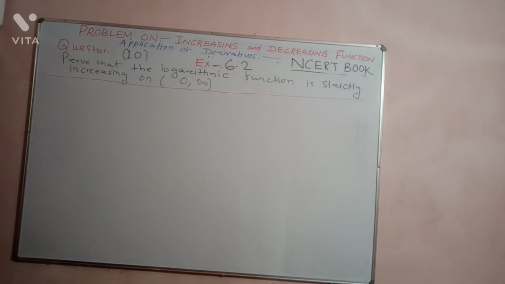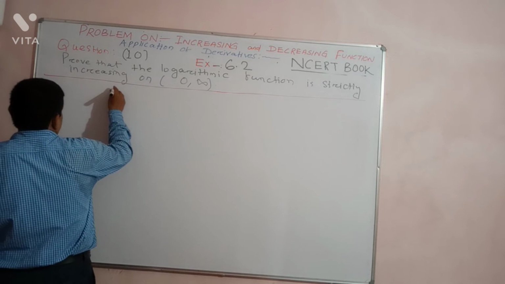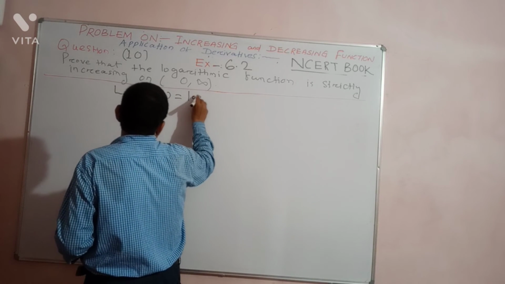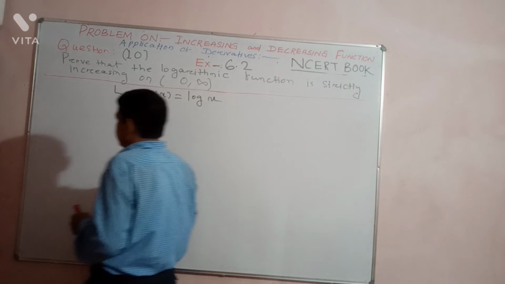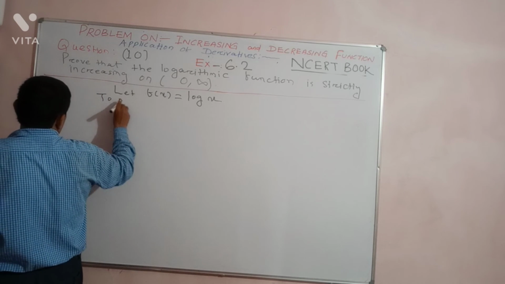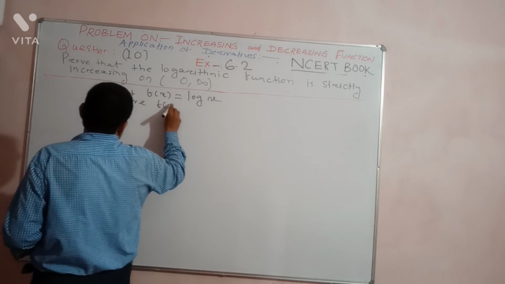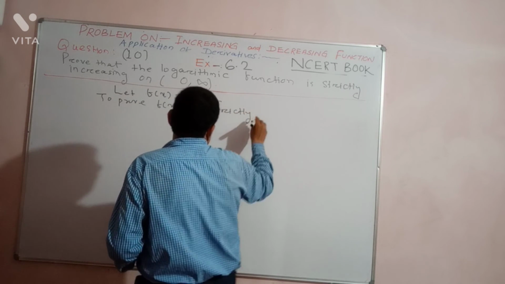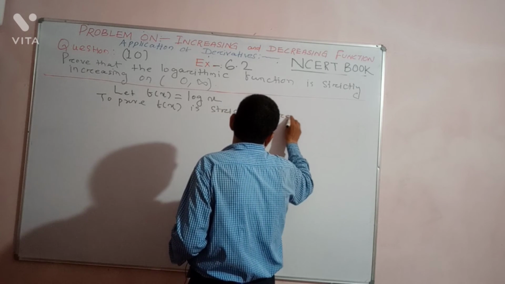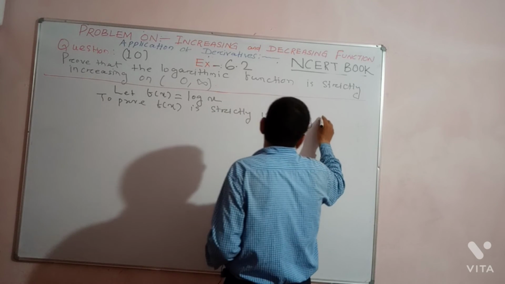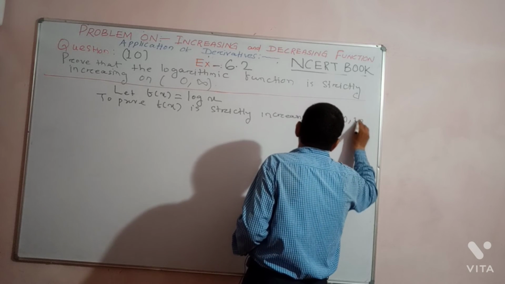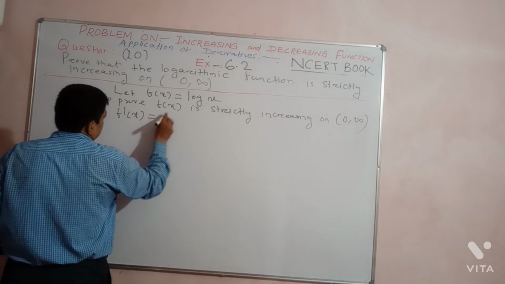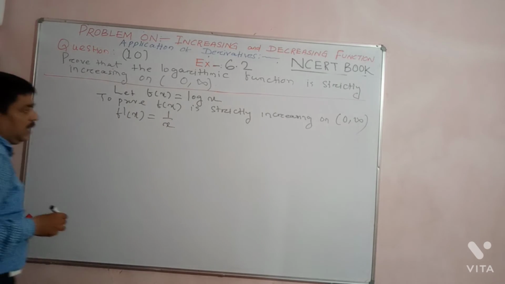Understand? Okay. Logarithmic function means let the function f(x) is equal to log x. Logarithmic function log x. And we have to prove that f(x) is strictly increasing on the interval 0 to infinity. Understand? Now let us find the slope of the function by finding the derivative, which is 1 by x.